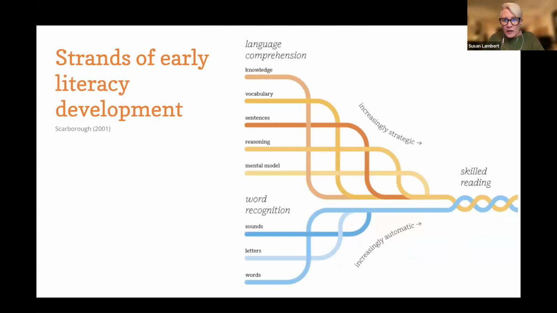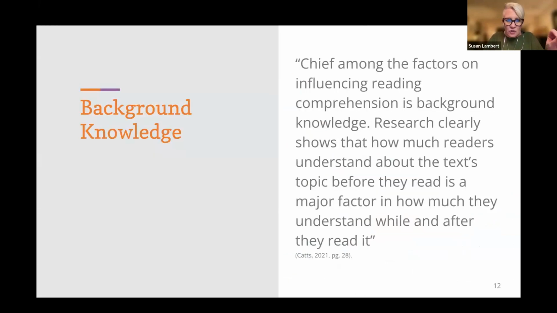So again, we're going to look at these strands of early literacy development. There's lots more in language comprehension. I'm going to focus on the knowledge and vocabulary part, and Eric is going to take that knowledge and vocabulary one step further and talk about it in the context of science instruction. Hugh Katz, very famous researcher, he reminds us that chief among the factors influencing reading comprehension is background knowledge. So the more that you actually know about a topic before you read that in a text or engage in some kind of learning, the more you're going to learn, the faster you're going to learn, and the more you're going to understand. It just makes learning sticky.